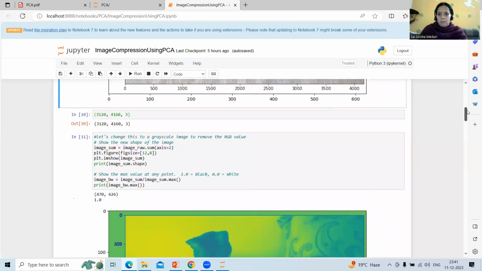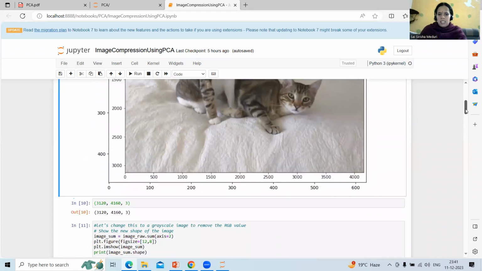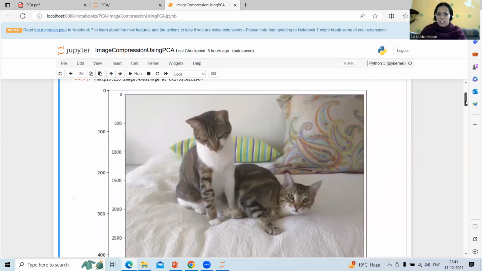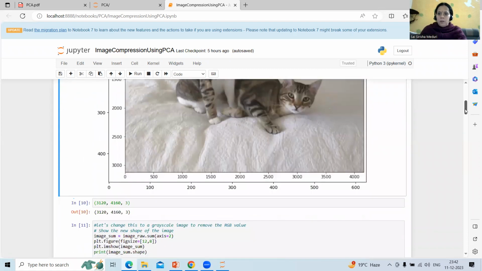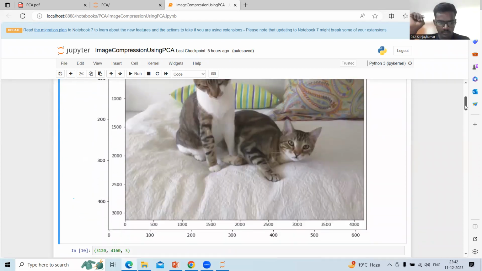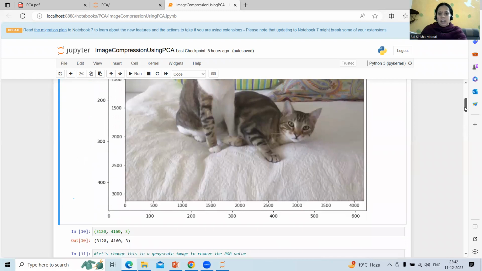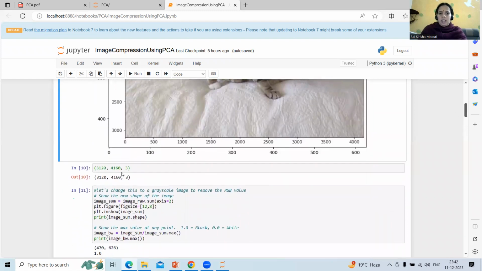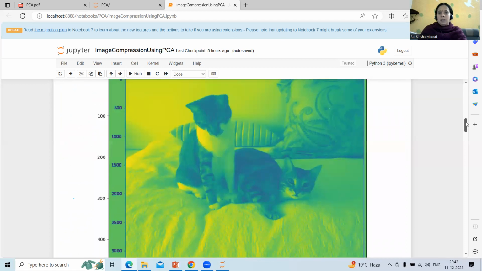Now, if it is a color image, it will have three dimensions. RGB: red, green, blue. These are our principal colors; if we mix these colors, we will get other colors. So RGB will be three-dimensional, so the channels will be three. If we convert it into grayscale, grayscale is nothing but a black and white image.